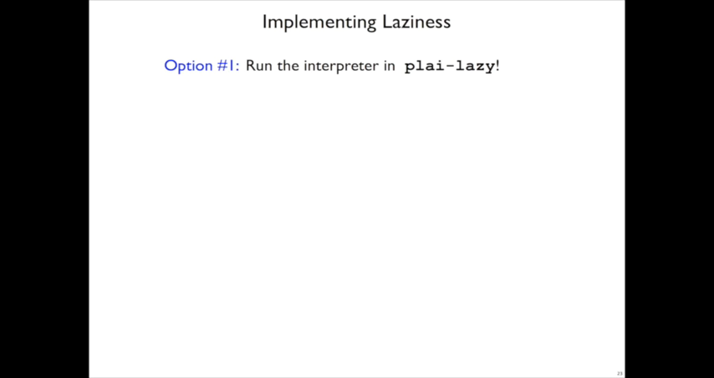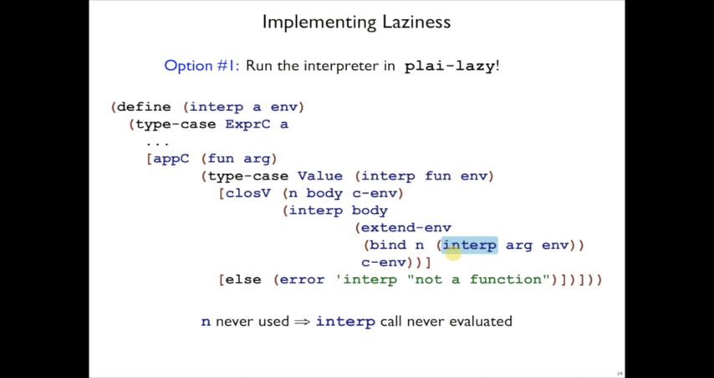So we've seen that one way to make our interpreter lazy is simply to run the interpreter itself in a lazy language. And that works because where we have a call to interp in our interpreter, that evaluation in the lazy language will be delayed until it is actually needed, which corresponds to when this name n is used in the program that we're running. So we can do that, but that doesn't really help us understand laziness in the sense of implementing it ourselves.